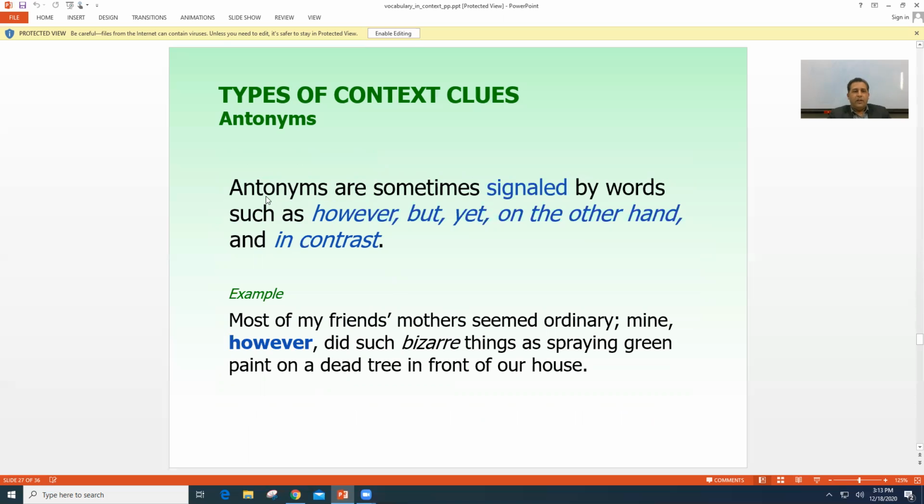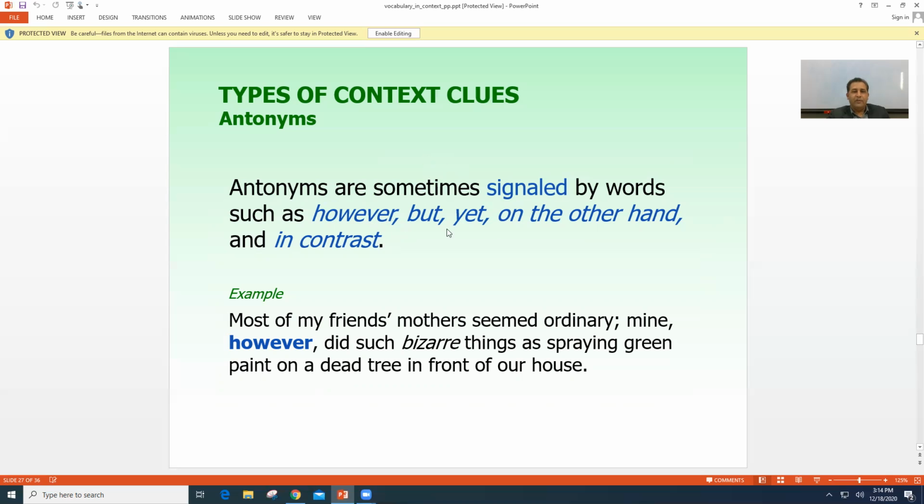Okay. Now, antonyms are sometimes signaled by words such as however, but, yet, on the other hand, and in contrast. So we have certain signal words, certain keywords for antonym clues as well. If you have these words or phrases in your sentence, you should know that you are going to have antonym clues. These words or phrases suggest that you're going to say something which is opposite to the one that you have said earlier.